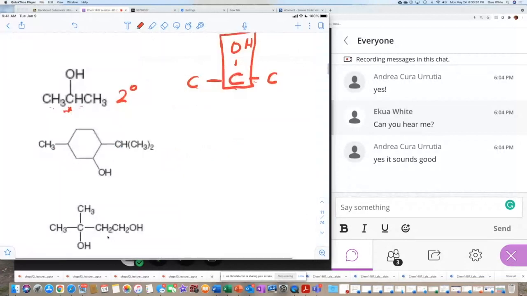Ooh, this one here. There's an OH. This is our alcoholic carbon, right? So we have 1 carbon directly attached to it, 1 carbon here.